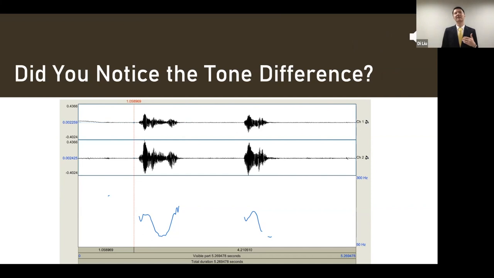The fact that you didn't notice the tone difference probably is the same as how an L2 English speaker felt when learning about English intonation. They probably didn't know that intonation carries meanings. So it's important that we teach them and increase their metalinguistic awareness of the importance and functions of intonation.